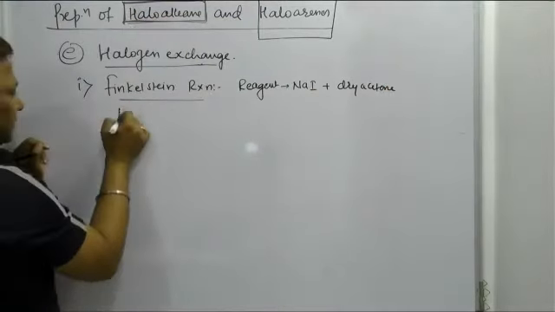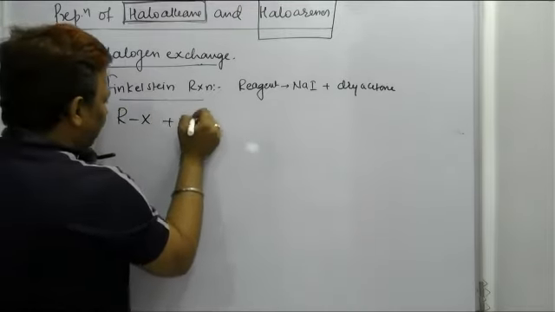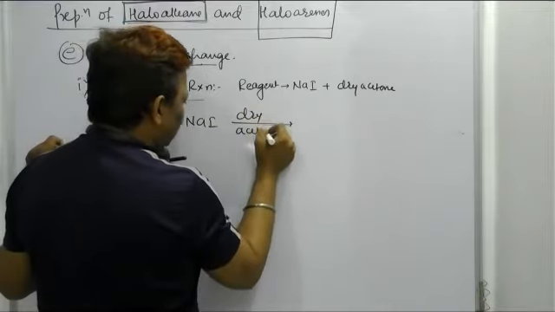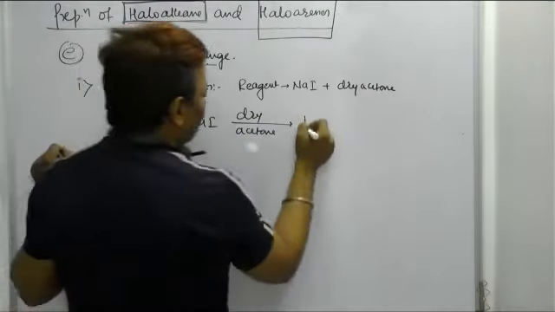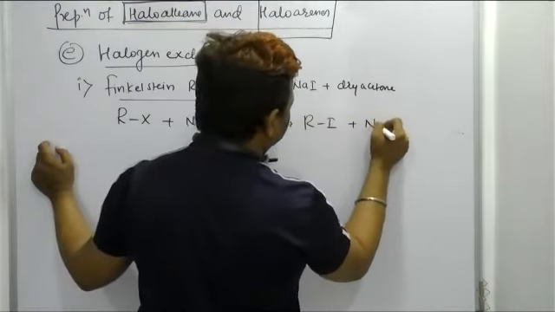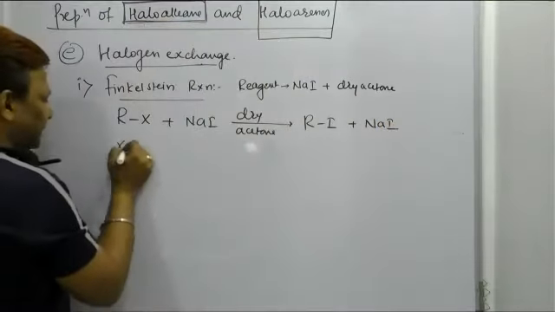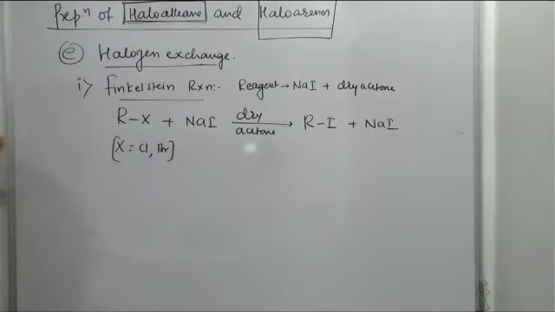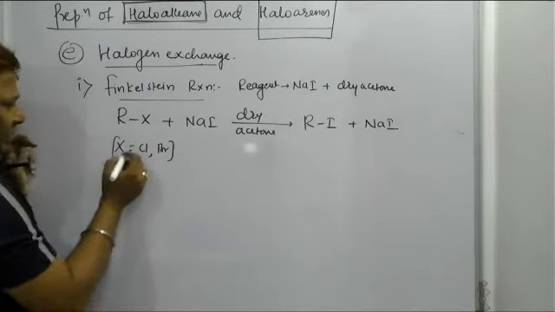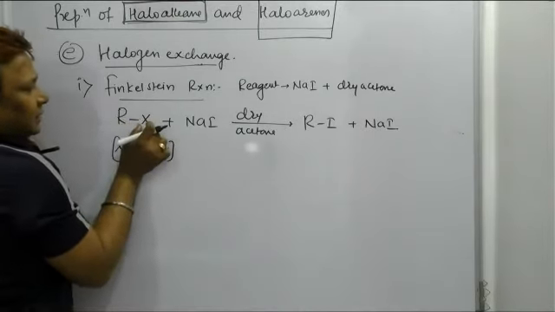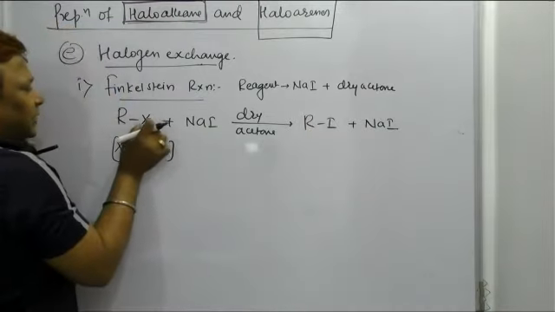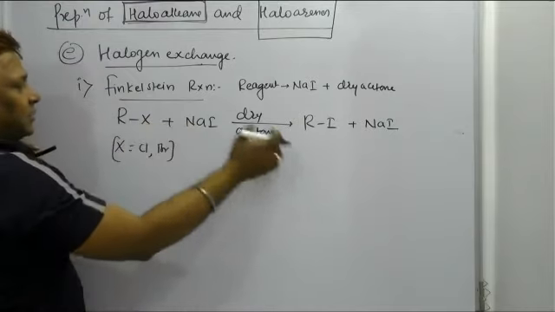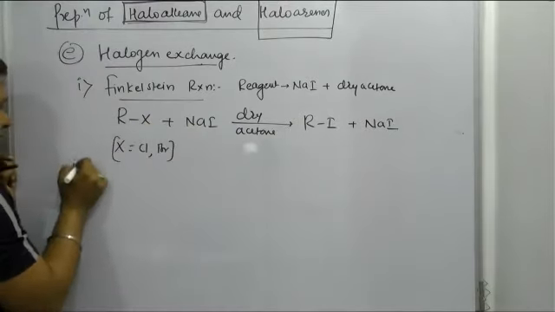Go with examples. Alkyl halide plus NaI in presence of dry acetone. What do we get? NaX comes out and I get alkyl iodide. What could be the X? Either it is chloride or bromide. Fluoride we cannot take here. So CH3Cl gives CH3I, and C2H5Br gives C2H5I, because everywhere iodine is replacing X. Is it clear? That is the Finkelstein reaction.